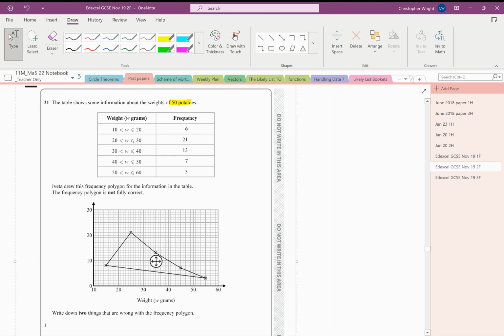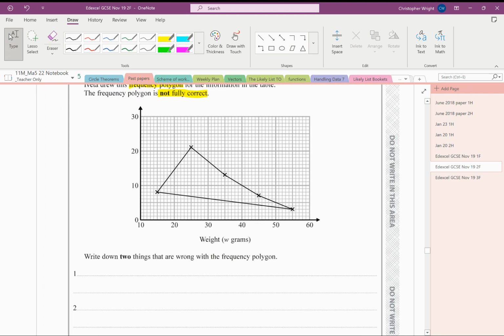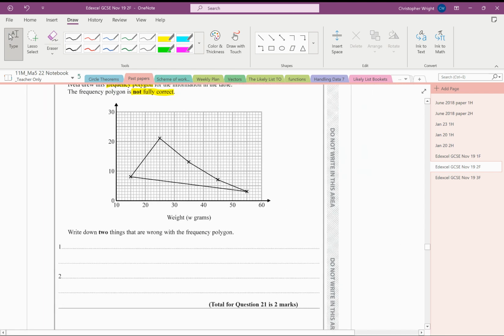We've got a frequency polygon for the information in the table. The frequency polygon is not fully correct. Write down 2 things that are wrong. Well, you could have had 2 out of 3 possibilities here. One thing that's wrong is that the y-axis is not labelled. The y-axis should be labelled frequency or something similar. Another possibility is that in a frequency polygon, you wouldn't join up those points there. It's not a closed shape. So that's 2 possibilities so far.